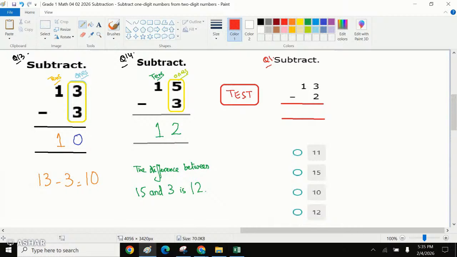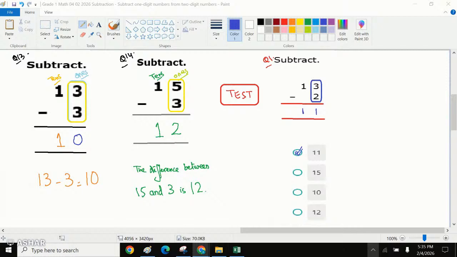What are the possibilities? Yes, right. Thank you. 11 is the correct answer. How? 3 minus 2 was 1, and this one comes as it is. Agreed? Thank you. Moving ahead to the next question.